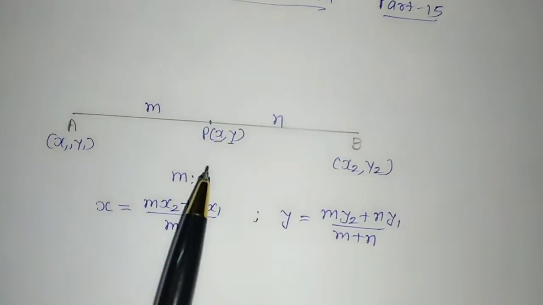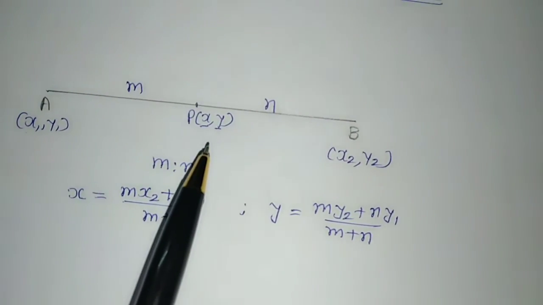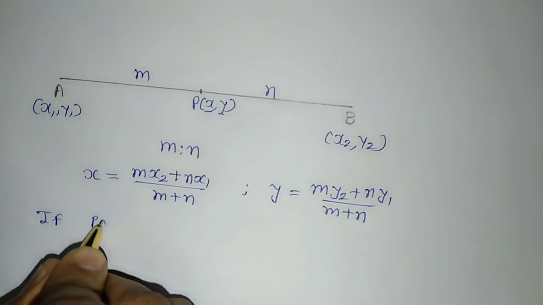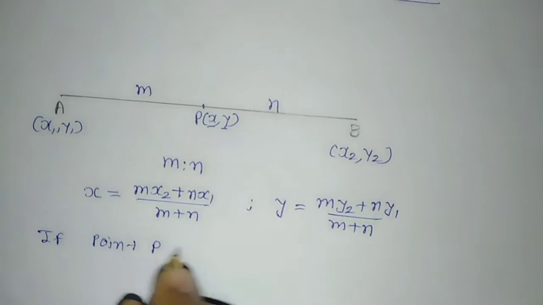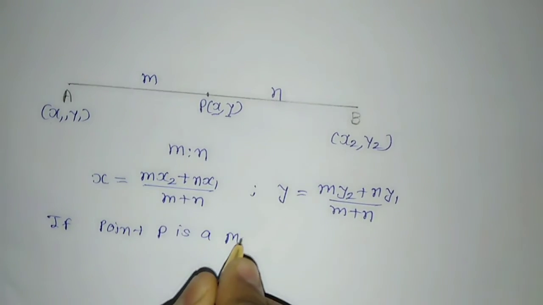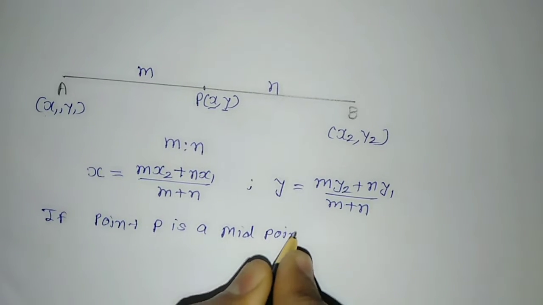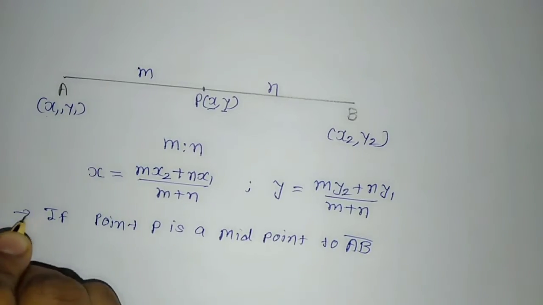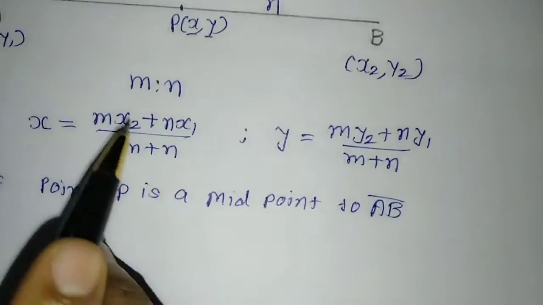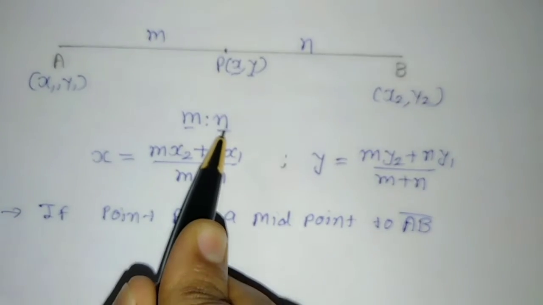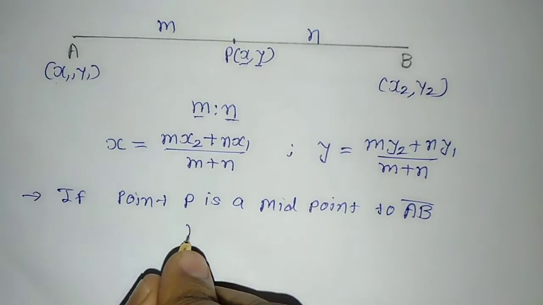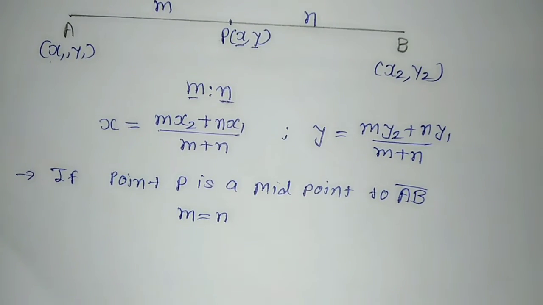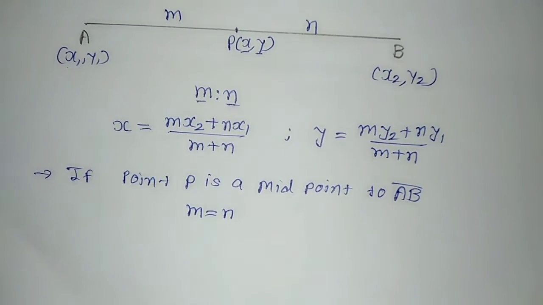Now just imagine this point P is the midpoint of line segment AB. In this case, what would the formula be? We know that the values of m and n become the same, that is, m is equal to n. So let us see what happens in that particular case.